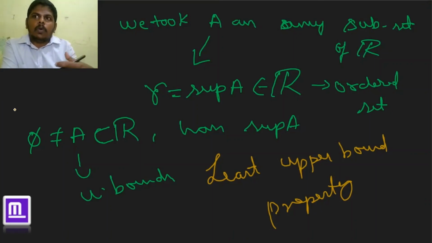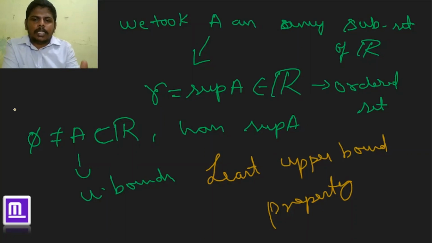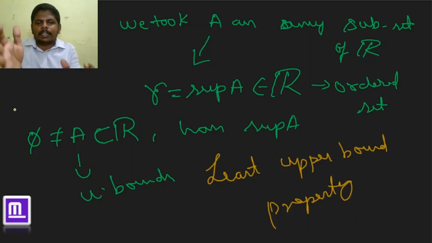So in this video we defined what is meant by supremum, and how a supremum looks with our definition of numbers. Then we showed that every non-empty subset of real numbers, which is an ordered set, has a supremum. Of course, that set should have an upper bound, so that our least upper bound property is satisfied. This is how to prove the least upper bound property.